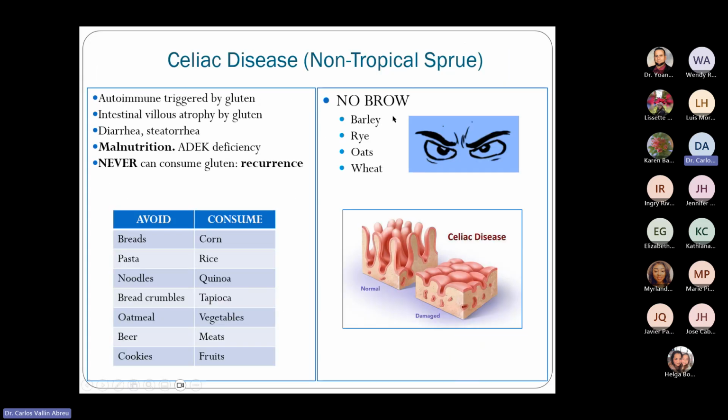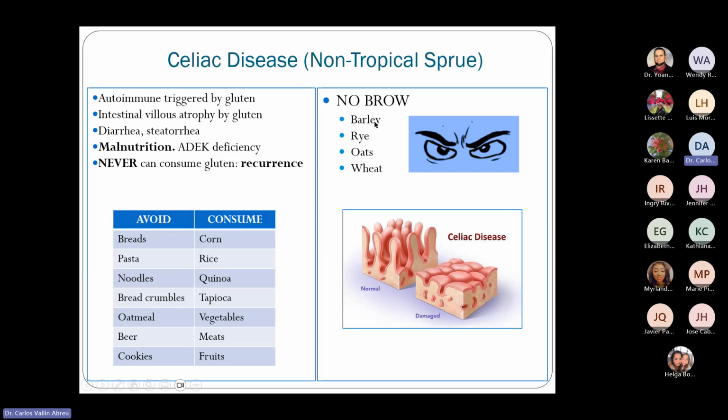Celiac disease. Remember what the child cannot eat: barley, rye, oat, and wheat. If you don't have a good memory, you have this mnemonic: BROW, barley, rye, oat, and wheat. These 4 cereals contain gluten, the protein that triggers the autoimmunity of celiac disease that destroys the villi of the small intestine, producing diarrhea, malnutrition, malabsorption, steatorrhea, and vitamin deficiencies, especially of fat-soluble vitamins.